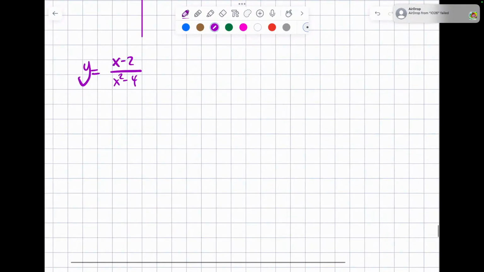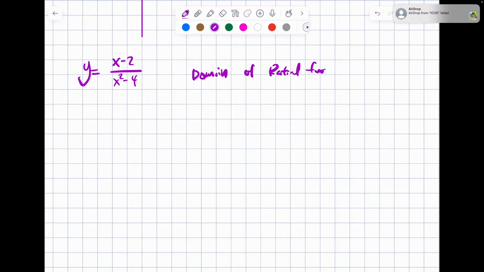All right, so let's worry about this. Do you guys remember how to find the domain? The domain of a rational function is looking at the denominator. So set the denominator cannot equal to 0. So there will be x squared minus 4 cannot equal to 0.